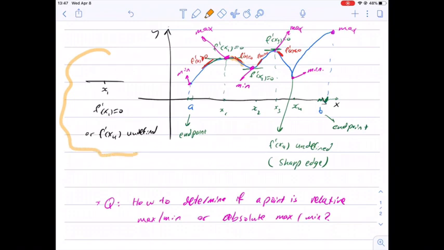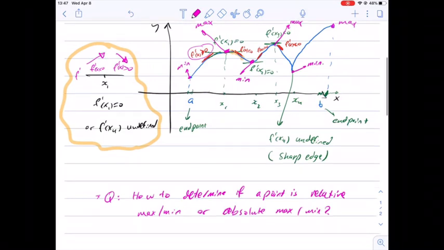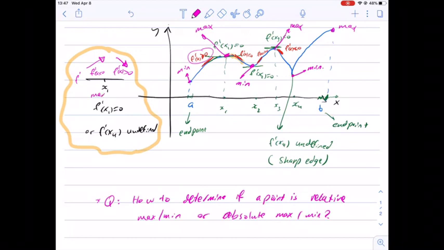Now let's go back to this description here. At x1, the function has a maximum point at x1 and f of x1. So at x1 we have a maximum point, and if we look at the derivatives, the derivative is positive to the left of this point, and it's negative to the right of this point. So the function is increasing to the left of x1 and decreasing to the right of x1. That means we have a maximum point. This is relative max.